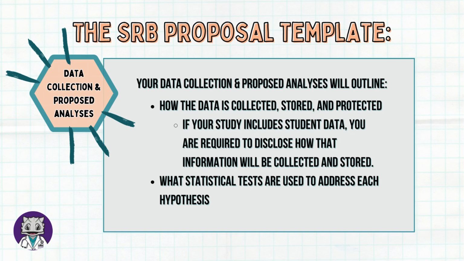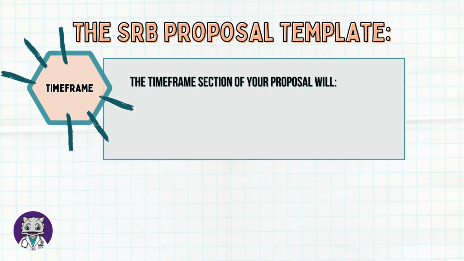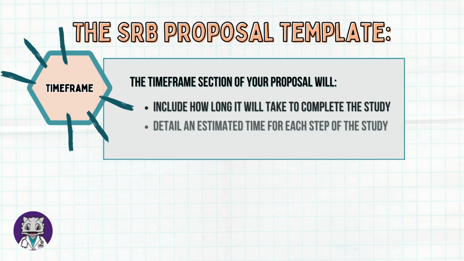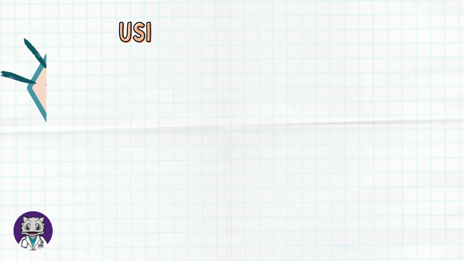If any statistical tests are used to address each hypothesis, describe what statistical analysis will be performed on the data you collect. Finally, your SRB proposal will need to include a time frame. This will include information on how long it will take to complete the study and an estimated time for each step of the study. Please see the Burnett School of Medicine policy for using student data below.